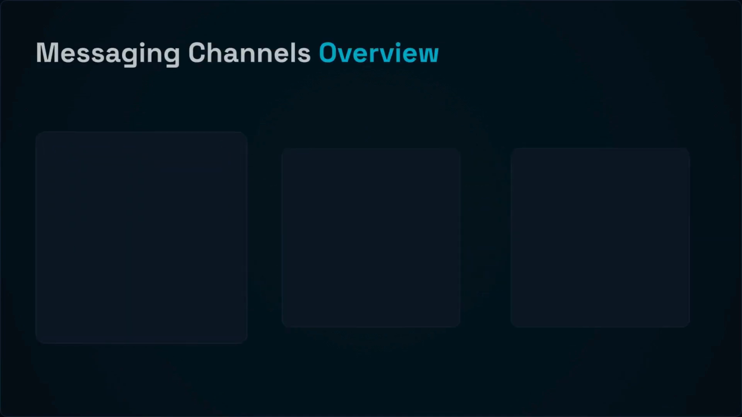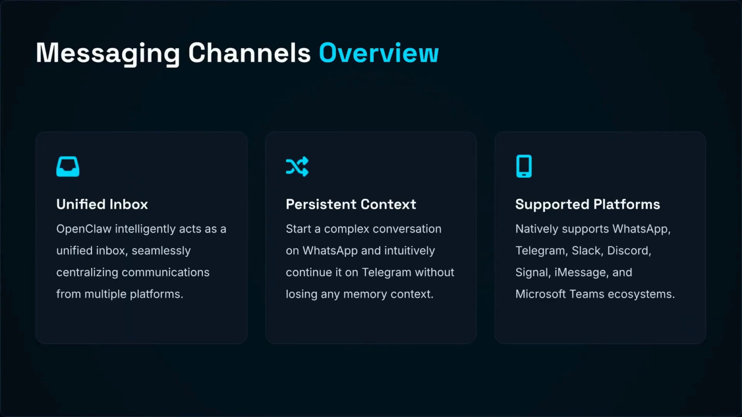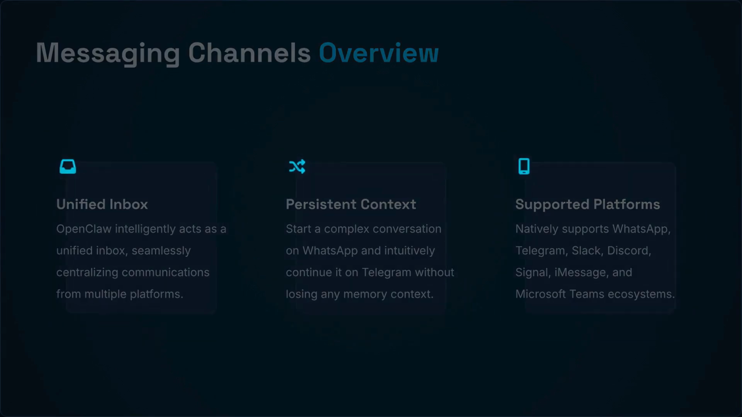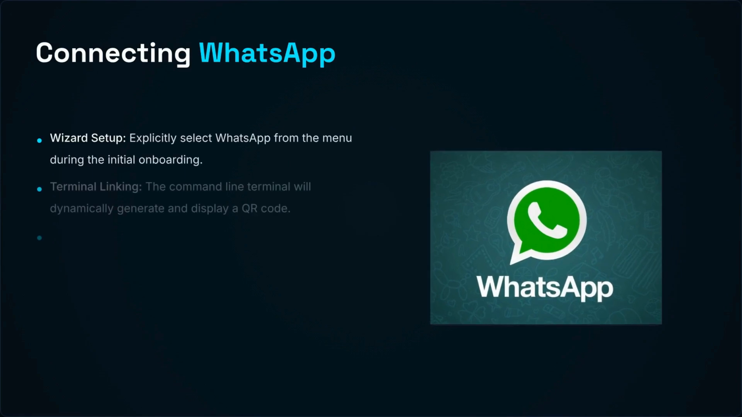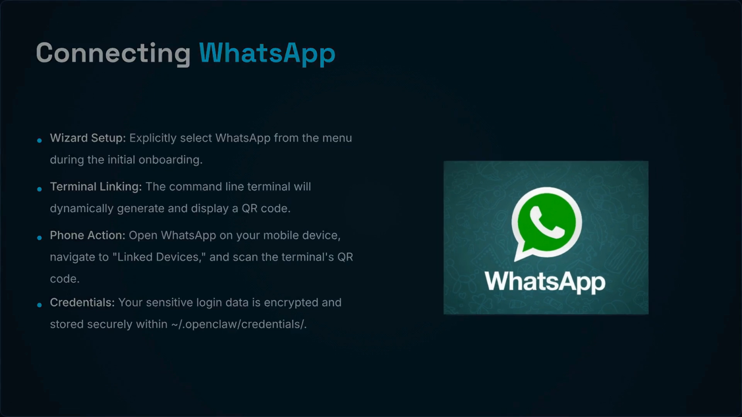OpenClaw functions as a unified inbox, centralizing communications. It supports persistent context, allowing you to seamlessly continue conversations across different platforms like WhatsApp, Telegram, Slack, and Discord without losing memory. To connect WhatsApp, select it during the wizard setup. The terminal will display a QR code. Use your phone's linked devices to scan it. Your credentials are encrypted and stored securely within the OpenClaw directory.